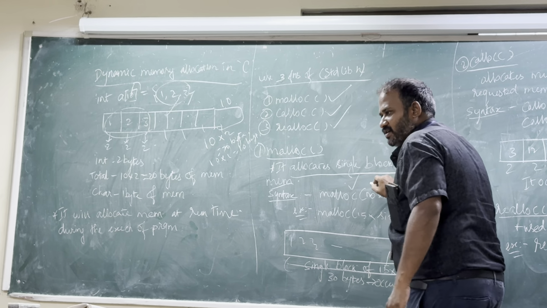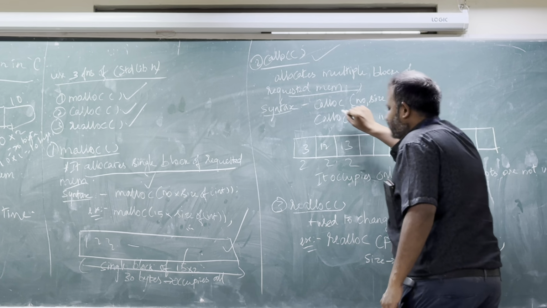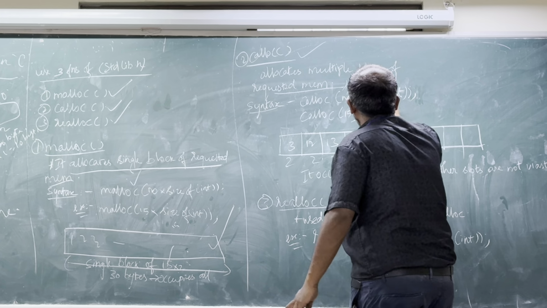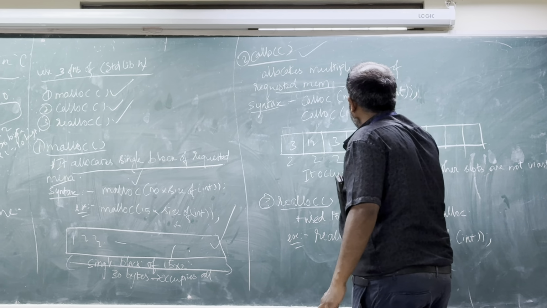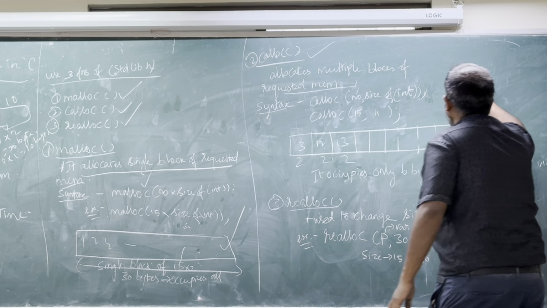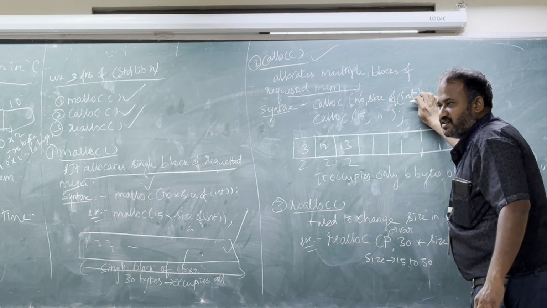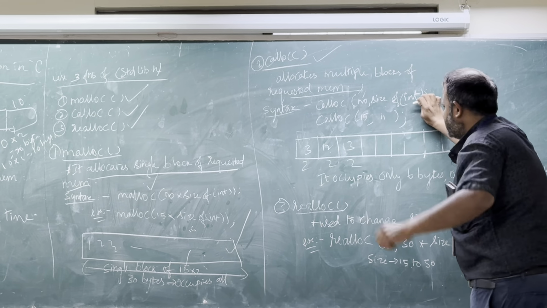In order to overcome this, we are going for calloc. Calloc allocates multiple blocks of requested memory. The format is calloc(number, sizeof(int)), for example 15 comma size. Suppose the given number of blocks is 15, so 15 blocks will be there and each one is placed. The size of the array is 15, but I have given only 3 values: 3, 12, 13. So it will occupy only these 3.